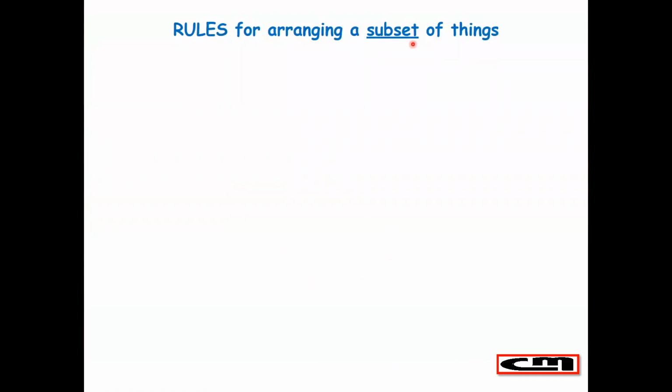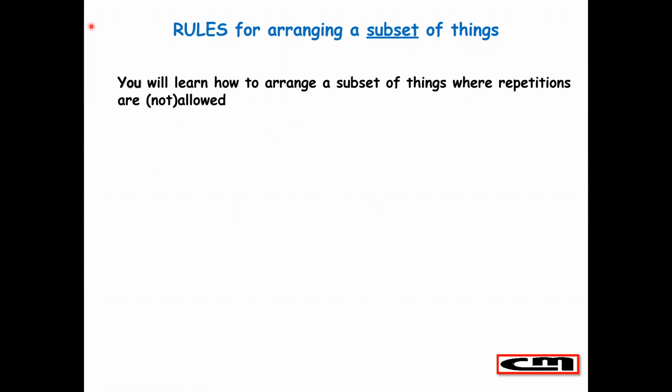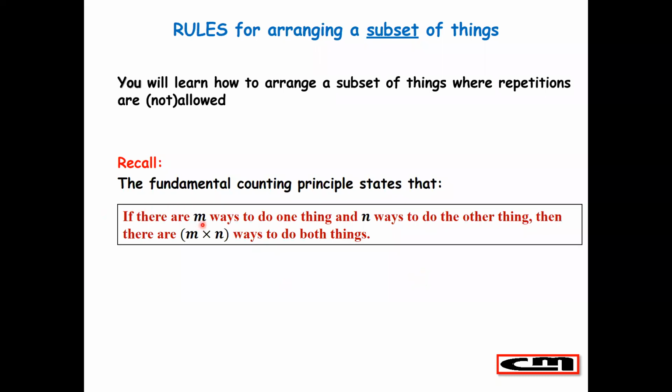Rules for arranging a subset of things. In this presentation, you will learn how to arrange a subset of things where repetitions are allowed or not allowed. We recall the fundamental counting principle, which states that if there are m ways to do one thing and n ways to do the other thing, then there are m times n ways to do both things.